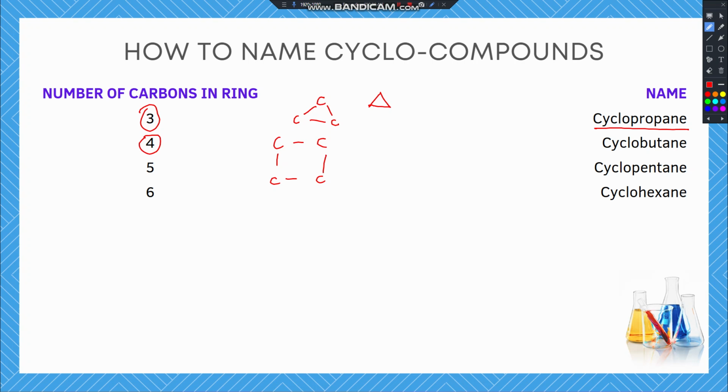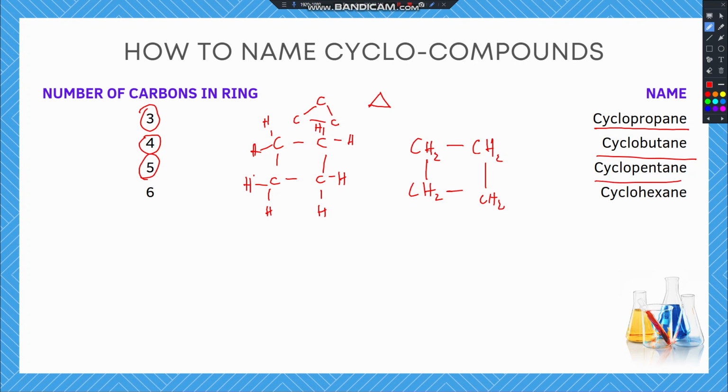Okay, and then of course hydrogen atoms will be bonded to all of the carbon atoms. Some people actually draw it like this: CH2 bonded to CH2, bonded to another CH2, bonded to CH2. Whichever way you choose to draw it, it's fine. We use the name cyclobutane. When you have 5 carbon atoms, you use the name cyclopentane. And when you have 6 carbon atoms, you use the name cyclohexane, and so on and so forth.